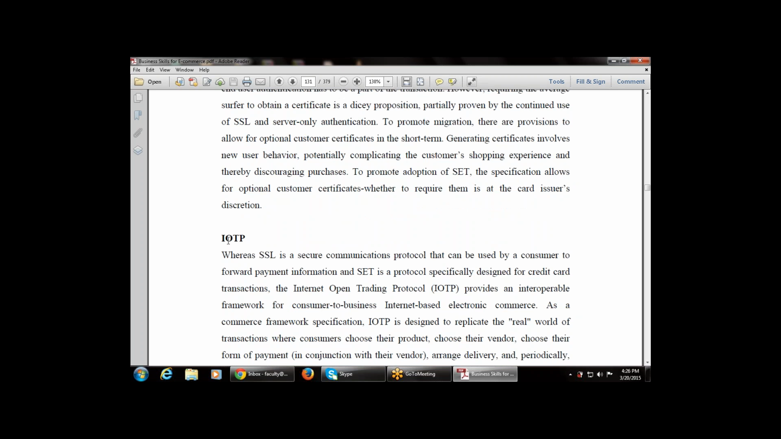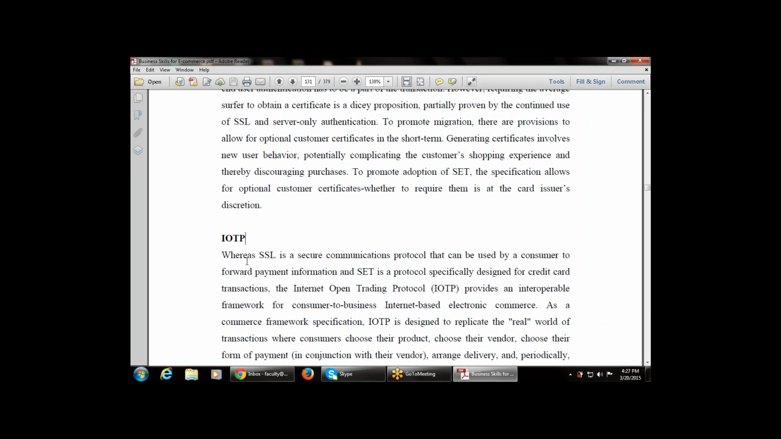The next protocol that we have discussed is the IOTP, that is the Internet Open Trading Protocol. SET and SSL both provide secure communication or secure payment procedures over the internet. In the same way, IOTP also provides an interoperable framework for consumer to business internet-based electronic commerce.